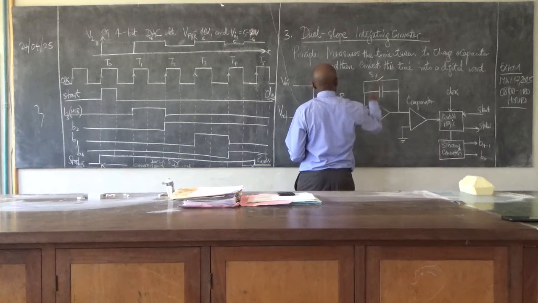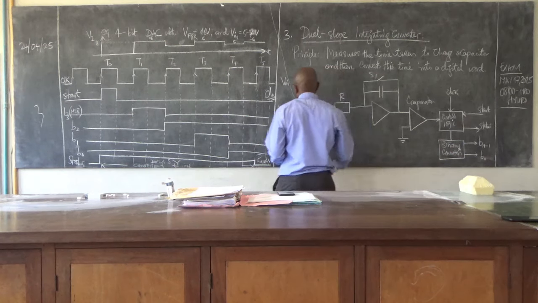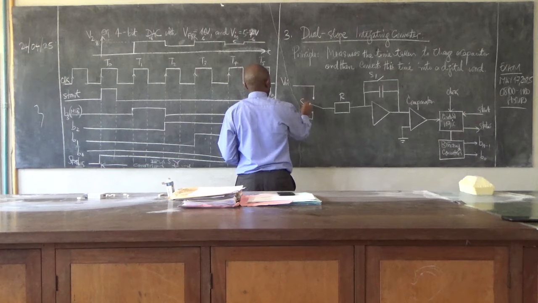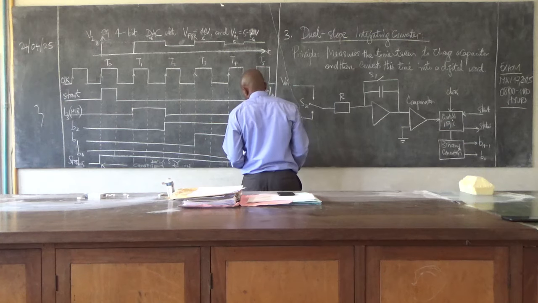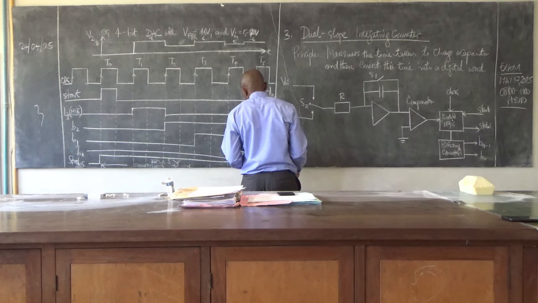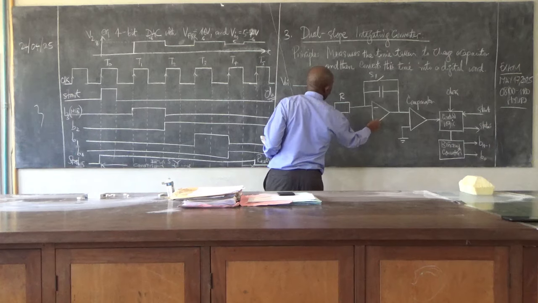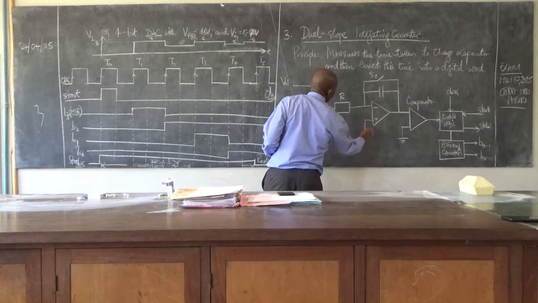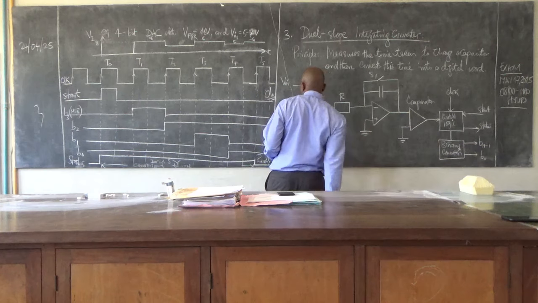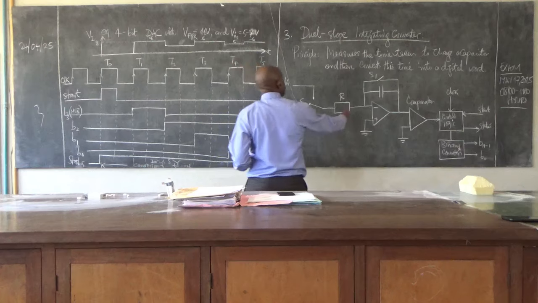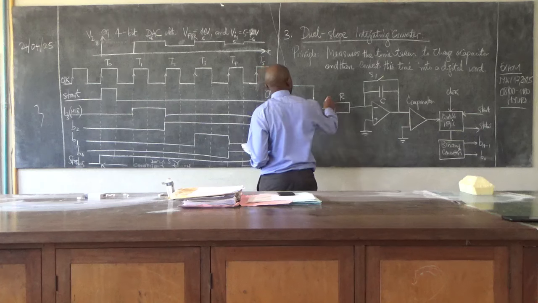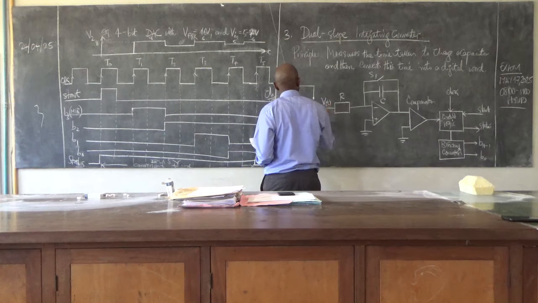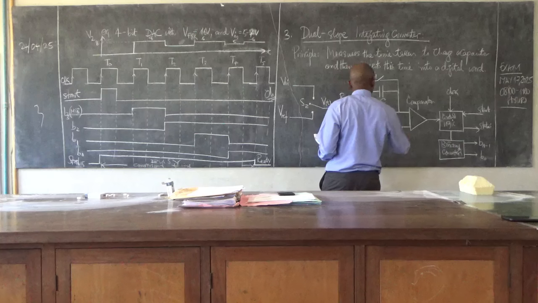This is switch S1. This is switch S2. We are charging. So this is non-inverting. We ground it. And then this is capacitor C. This is VT. And then this is V naught T here.